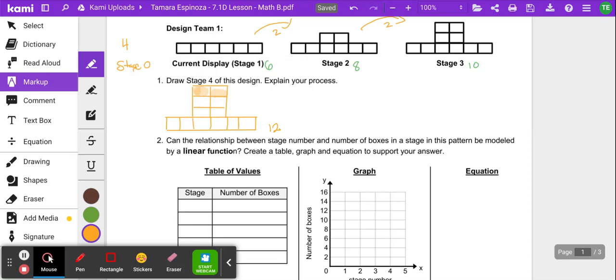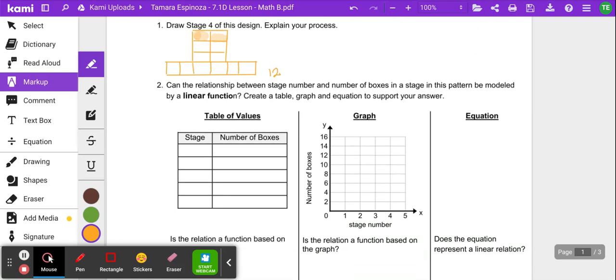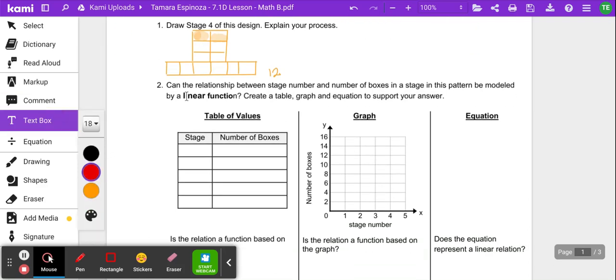Okay. Can the relationship between the stage and the number of boxes be modeled by a linear function? And I say, yeah, because I see that every time it is increasing by 2. So there is a constant rate of increase. So I can figure that out. So the answer is yes.